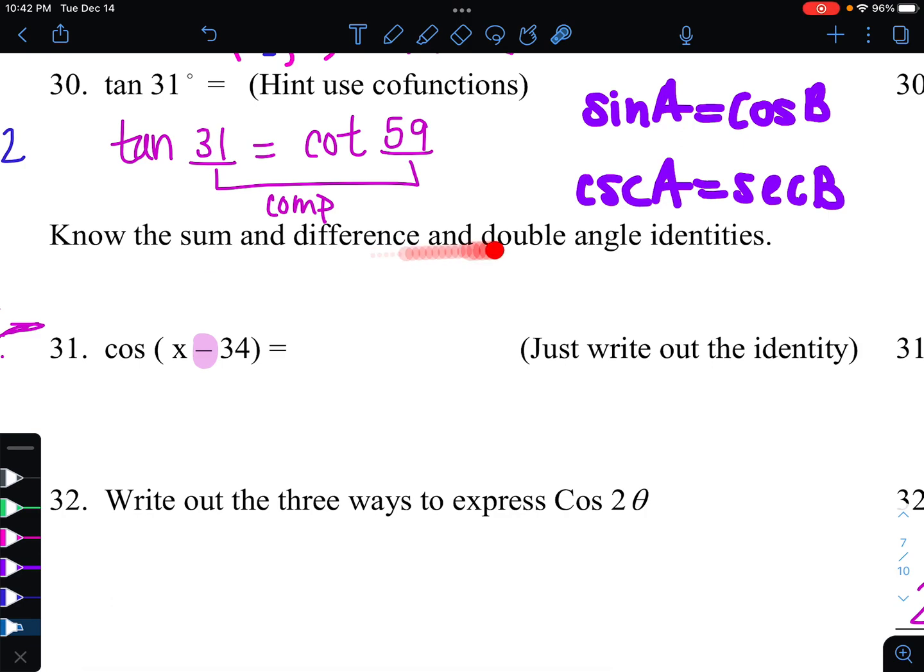It says, know all the sum and difference and double angle identities. Hopefully you studied this last night. Like I told you, it should be written on the back side of your orange unit circle. You definitely want to know your identities.